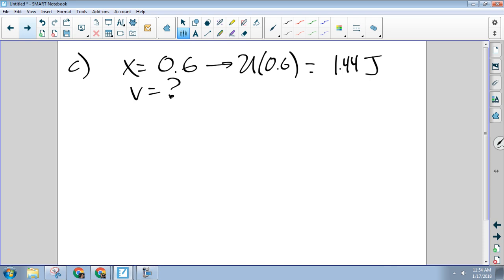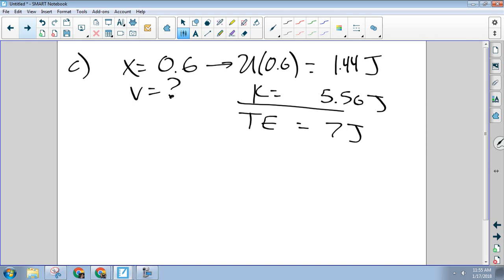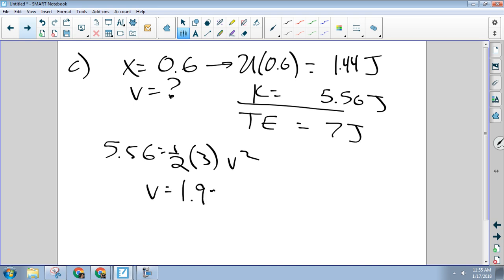Okay, so is everybody good with this? Yep. All right, and then we know our total energy. Our mechanical energy has to be 7 joules, so subtract to get your kinetic energy. Turns out to be 5.56 joules. Think those add up? Yes. And now we can find the velocity, right? And the velocity turns out to be 1.9 meters a second.